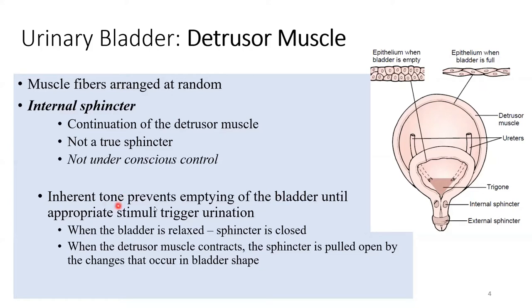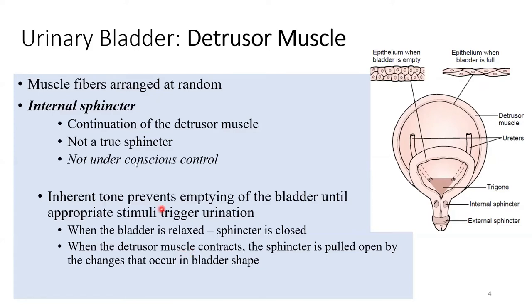There's an inherent tone that we spoke about, and it keeps the sphincter closed when the bladder is relaxed, i.e. in the filling phase, and this is the structure of it. Since it's all made up of detrusor muscle, when the detrusor is relaxed, the configuration of the fibers around the internal sphincter is such that they close its aperture. And when the detrusor is contracted, it pulls upwards so that the aperture of the internal sphincter opens up in that fashion.